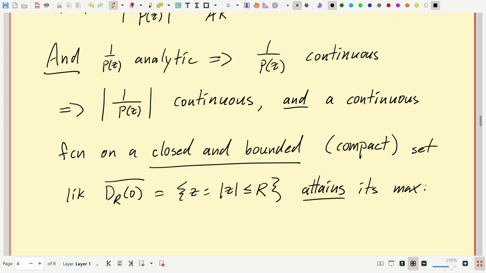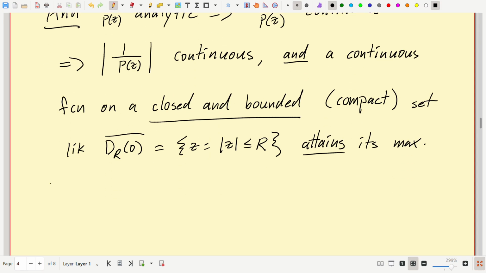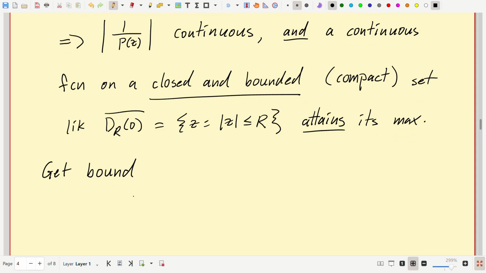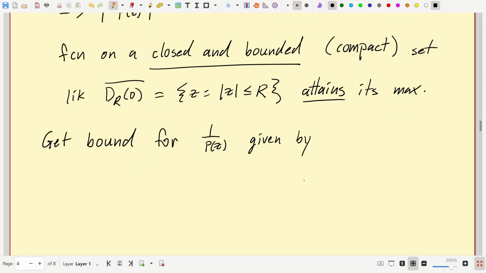Okay, so we get a bound. I'm kind of beating this to death, but it's good to do that once in a while. We get a bound for the entire function 1 over P of Z, given by the max of 1, R, and the max of P, 1 over P, on the closure of the disk of radius R about 0.